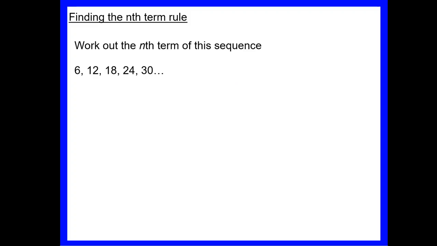Okay, well, how do we find that nth term rule then? So here we've got a sequence 6, 12, 18, 24, 30. Now our first step is to find the term to term rule. So that's how do we get from one number to the next number. So the term to term rule, from 6 to 12 we add 6, 12 to 18 we add 6, add 6, add 6. So our term to term rule is add 6.